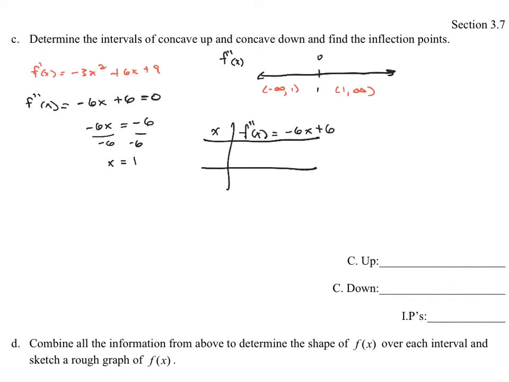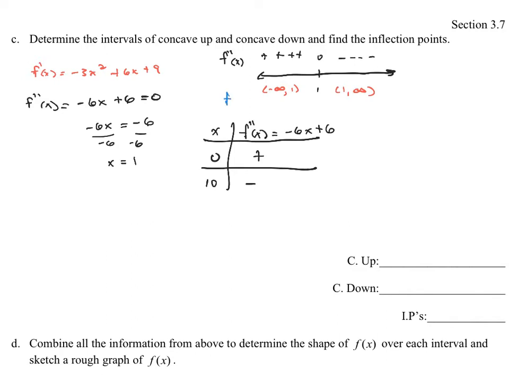I need a number from the first interval, how about 0? And a number from the second interval, how about 10? I plug those numbers in, use a calculator if you must. If I plug in 0, it quickly shows me that the second derivative is positive. So in that entire interval, the second derivative must be positive. I plug in a 10 and I'm going to get a negative. So in the entire interval, that second derivative must be negative.